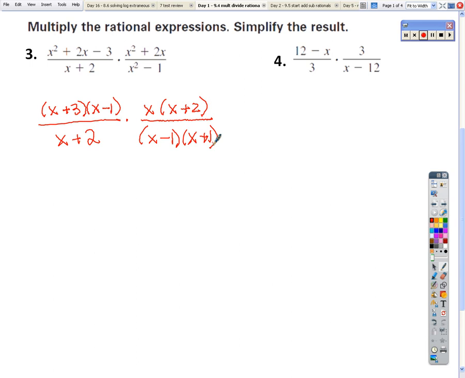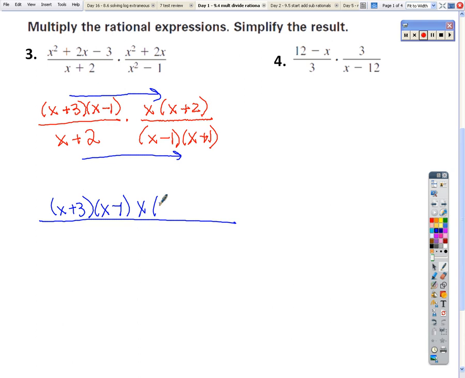So now, when you multiply fractions, you go across the top and across the bottom. So I'm going to make this one big fraction, x plus 3 times x minus 1 times x plus 2, all over x plus 2, x minus 1, and x plus 1.